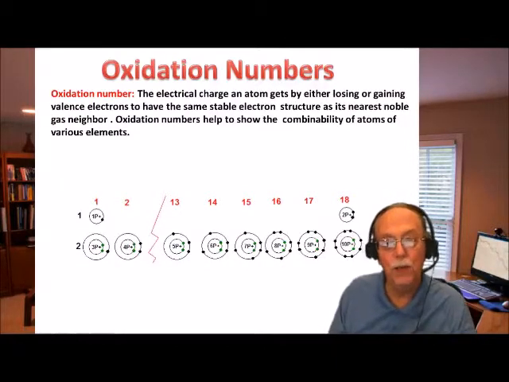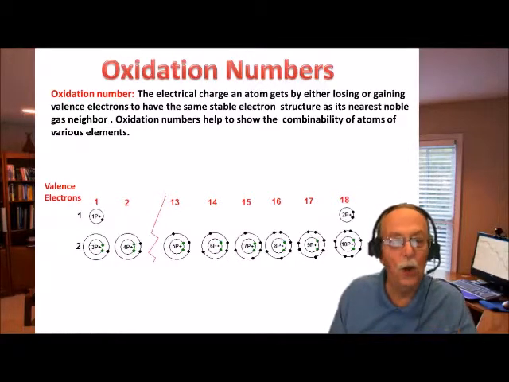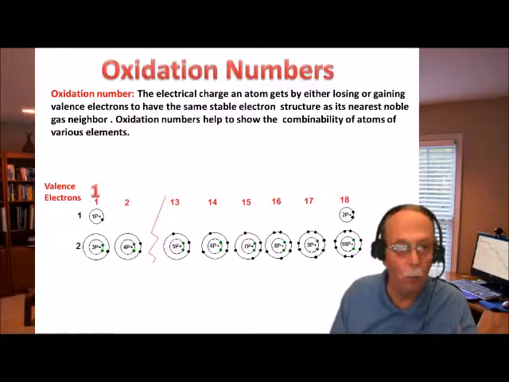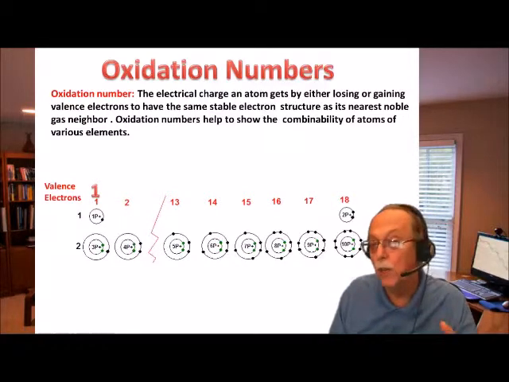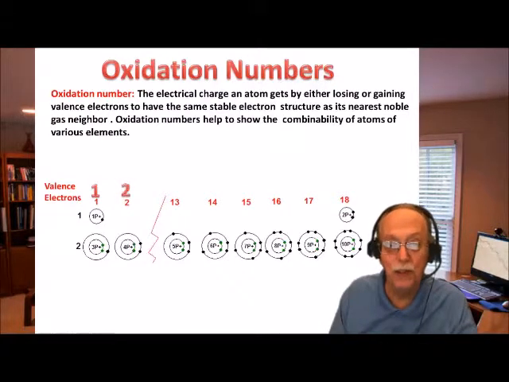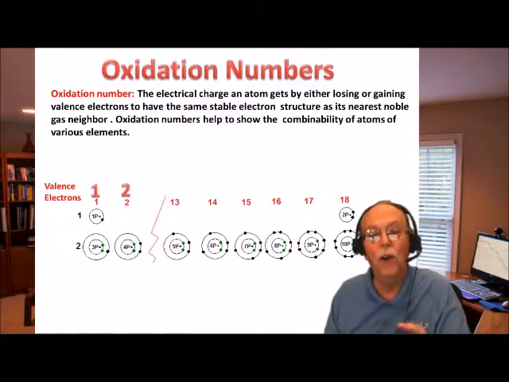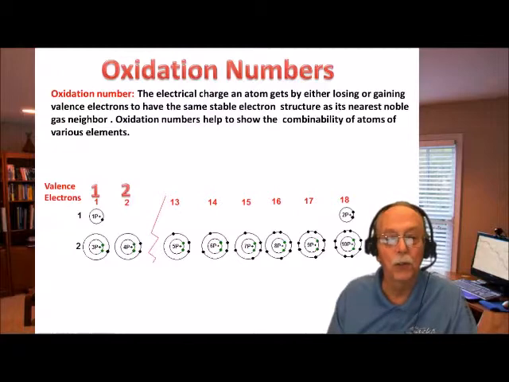And if we focus just on the number of valence electrons, we know that all elements that are listed in group 1 of the periodic table have 1 valence electron. We know that all elements that are listed in group 2 of the periodic table have 2 valence electrons. We know that all elements that are listed in group 13 have 3 valence electrons. If they're listed in group 14, they have 4.